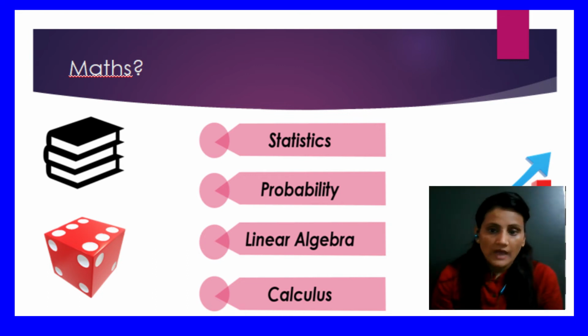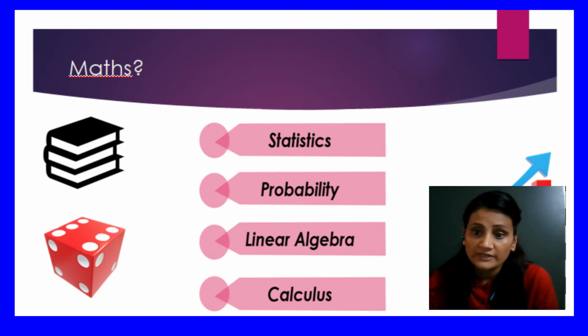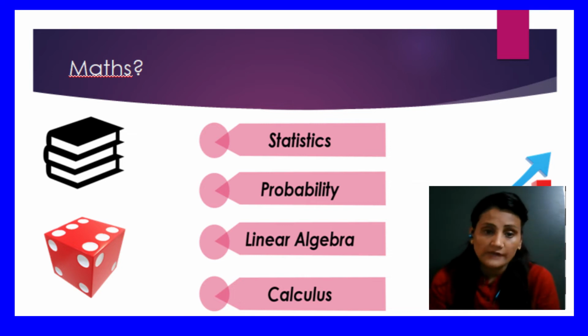So what you have to learn in this particular module is statistics, probability, linear algebra and calculus, the four things. And from statistics, descriptive statistics, where you have to learn the measures of central tendency: mean, median, mode, or the differential statistics, associative statistics. These are all the things you have to learn.